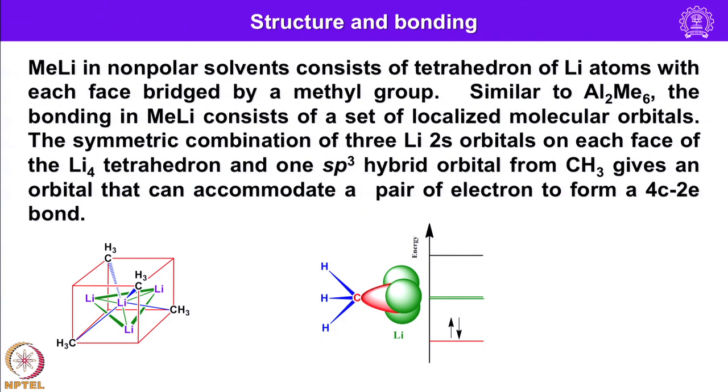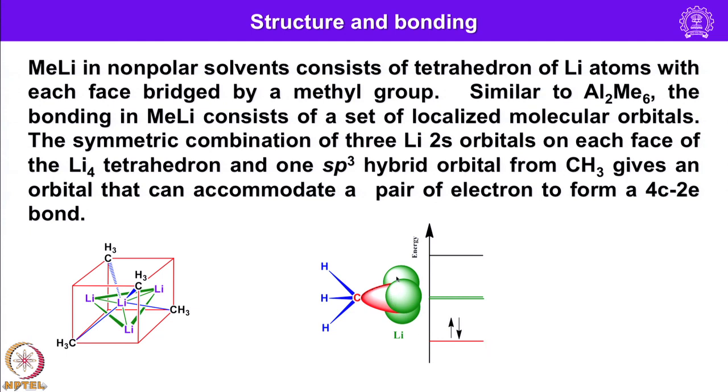So, here we have a 4 centered 2 electron bond. You can see that, and of course, one can also write it in this way. This is the bonding orbital, these 2 are non-bonding orbitals, and this is the anti-bonding orbital. So, through an MO diagram also one can represent this.